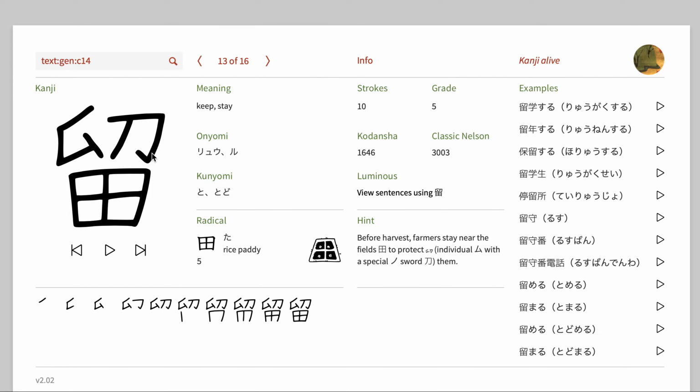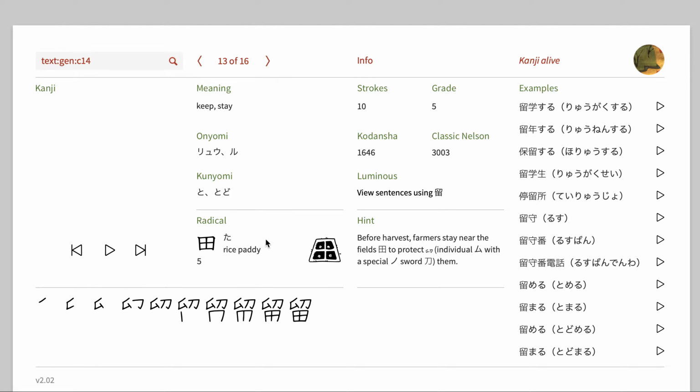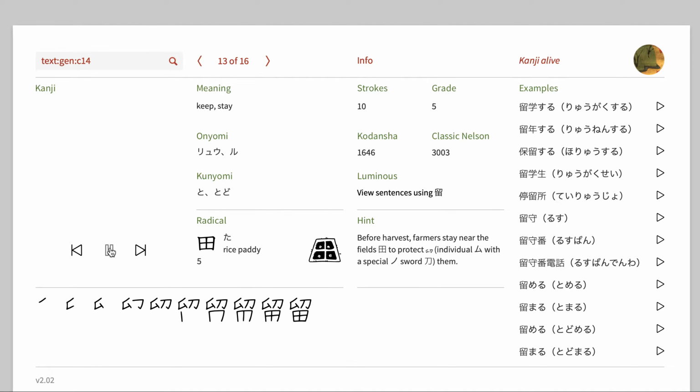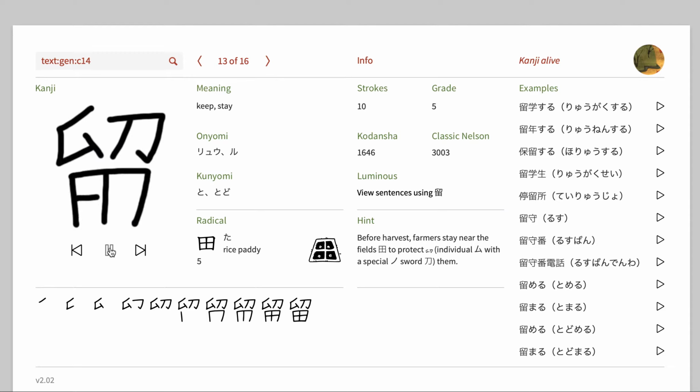Our next kanji is a kanji that means to keep or to stay. The main radical is the rice paddy radical. Let's take a look at stroke order. And then the rice paddy on the bottom. In the hint, before harvest, farmers stay near the fields to protect them. Individual with a special sword.